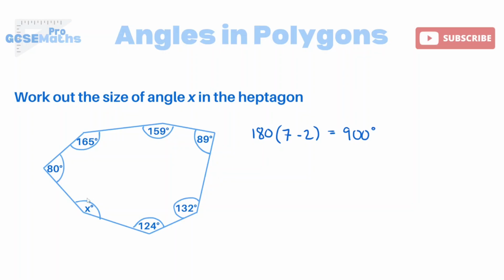Now I'm only missing one angle, so all I need to do then is 900 minus all of the other angles. So we've got 80 plus 165 plus 159 plus 89 plus 132, finally plus 124. You're just going to type all of that into your calculator, and that leaves me with 151 degrees. So that is x, because there was only one missing angle, and it has to add up to 900. So that's a basic example to start with.